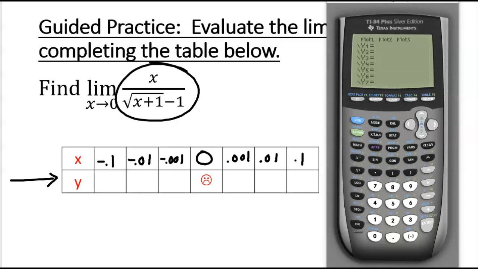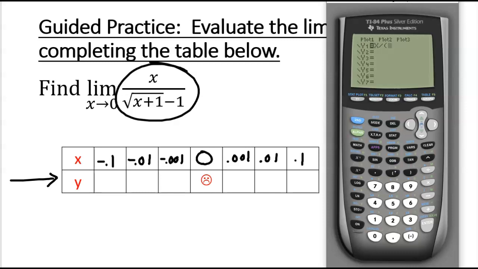Alright, so here's how this works. X. Now you could put the x in parentheses if you want to, it doesn't really matter because it's just one term. Divided by, now the entire denominator needs to go into a set of parentheses. So I'm going to start with parentheses. Did you do that? If not, make a note to yourself.